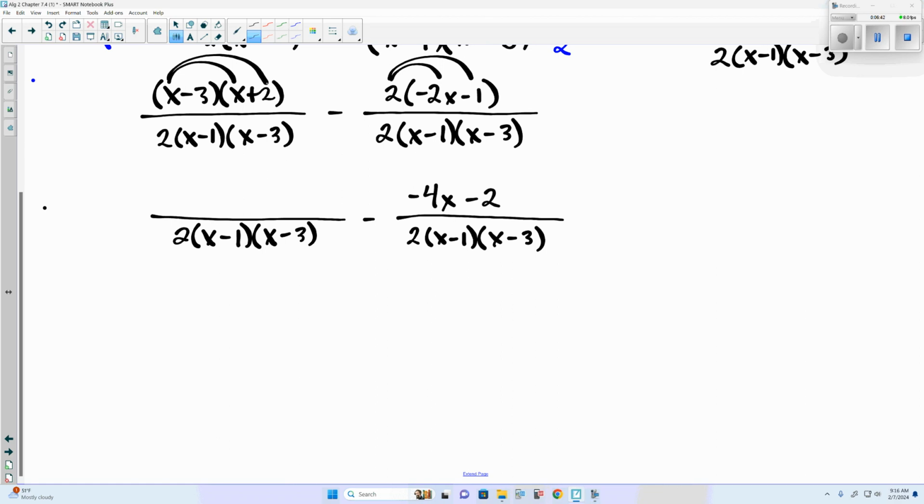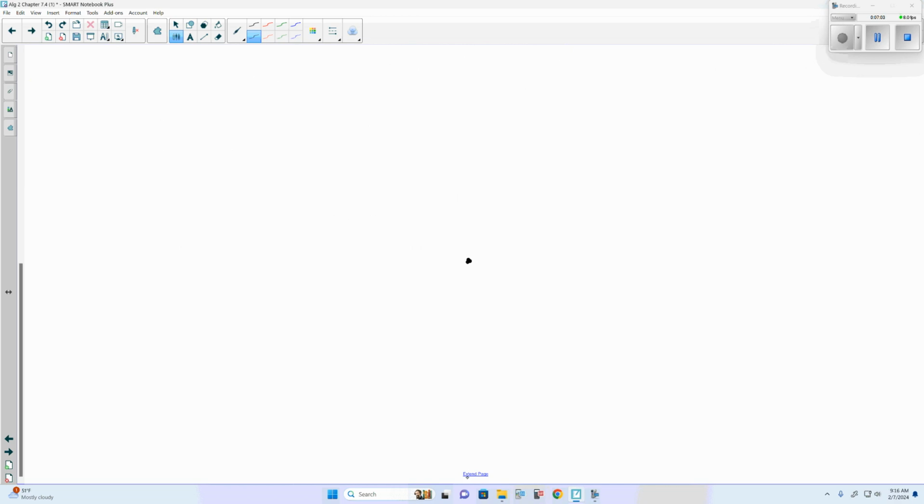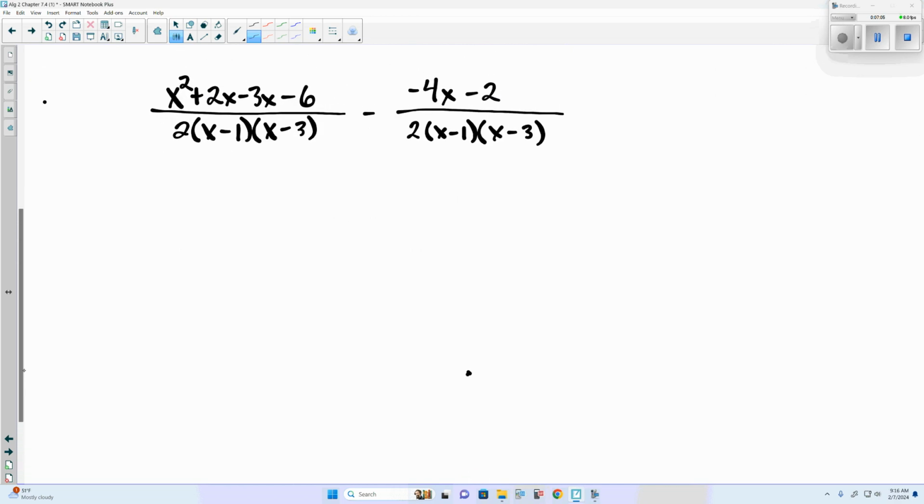Because we have to do our x times x, which is x squared. X times 2 is plus 2x. Negative 3 times x is negative 3x. And negative 3 times 2 is negative 6. We have to distribute it completely. Questions on how we got to this point here?